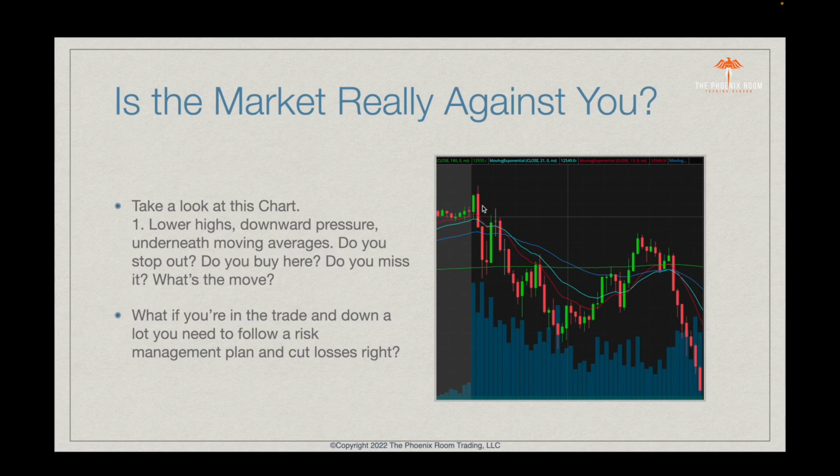So what do we got, right? We have lower highs, downward pressure. It's underneath the moving averages. It's selling off pretty heavy. What do you do here, right? Do you stop out? You put a stop loss in. Do you buy it here? Do you miss the move? What is the move? What's going to happen next?